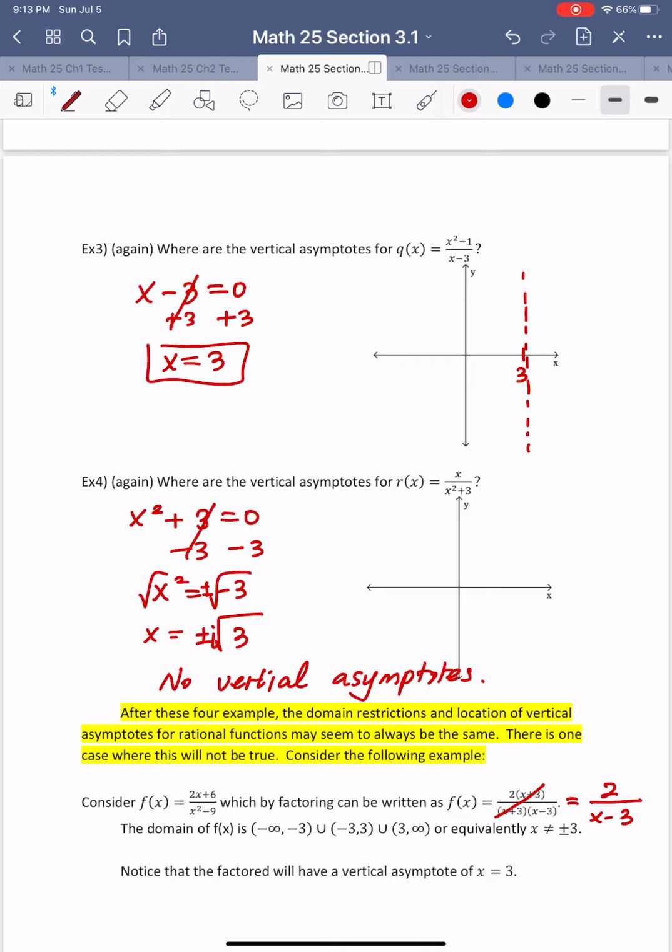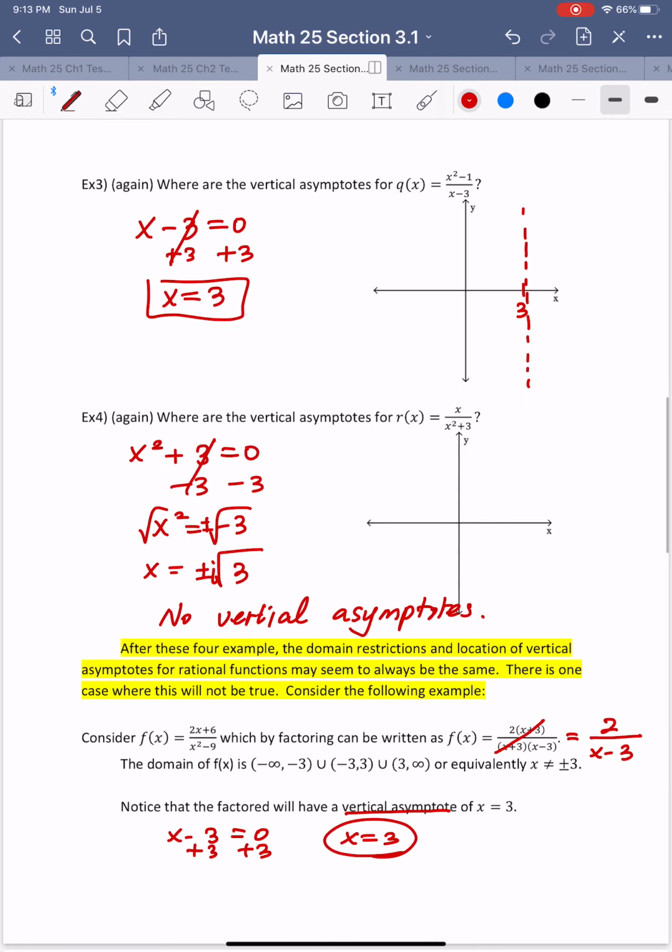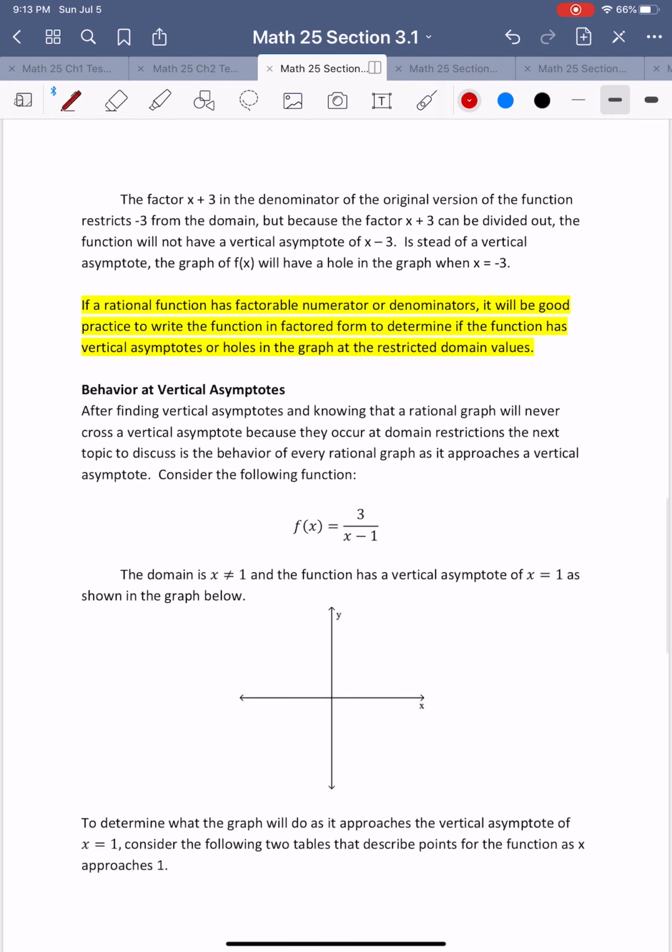So for the vertical asymptote, we're not counting the linear factor that has been canceled. We only count the one that is not canceled, okay? So this time, we just need to set x minus 3 equal to 0 for the vertical asymptote, and then add 3 to both sides. Only x equals 3 will be the vertical asymptote. So x plus 3 makes something else. Okay? Alright, next page.